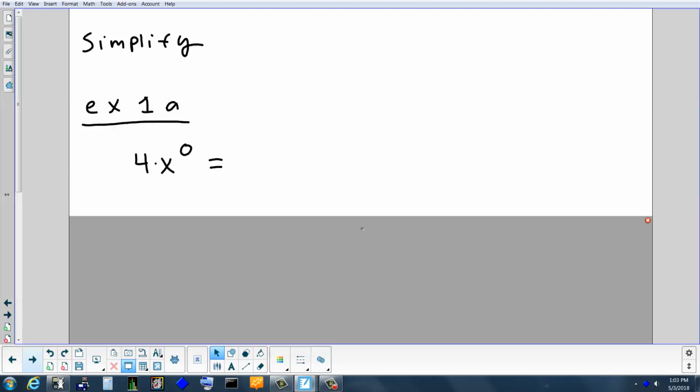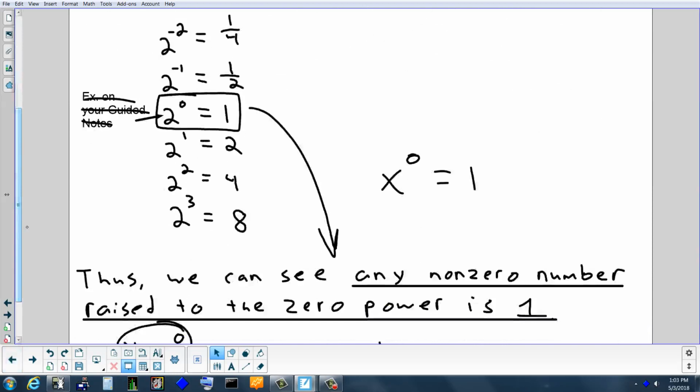Well, let's start with 4. Can you do anything with 4, or is 4 just 4? 4 is just 4. Now, times x to the 0. We just wrote that down right here. That's 1. X to the 0 is 1.